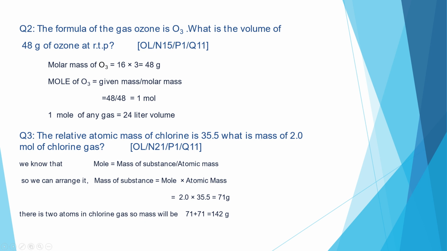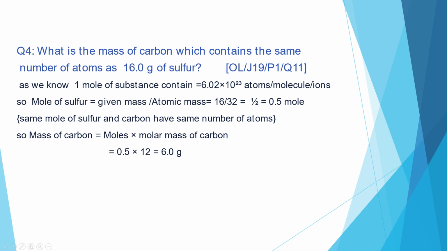142 grams. To solve another question, we know that 1 mole of any substance contains 6.02 times 10 to the power 23 atoms or molecules. According to the question, the number of atoms of carbon and sulfur is the same, so the number of moles will also be the same. Once the number of moles is known, the mass of carbon can be calculated.